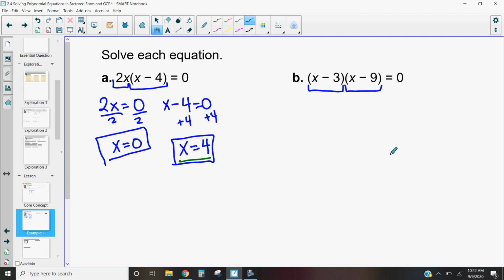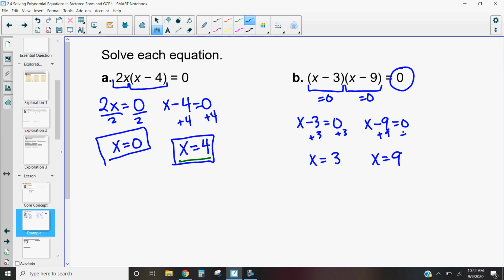So as I find the solution to these, because it equals 0, I know either this one has to equal 0 or this one does. So let's find the two solutions. We have when x minus 3 equals 0, and we have when x minus 9 equals 0. Now I can just add 3 to both sides here, and I get x equals 3, and I get x equals 9 when I add 9 to both sides.